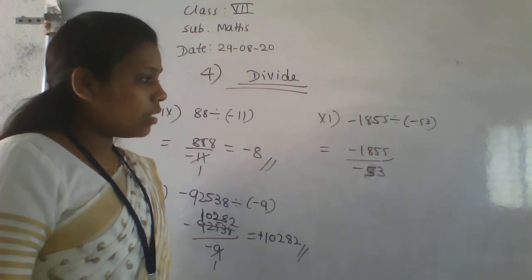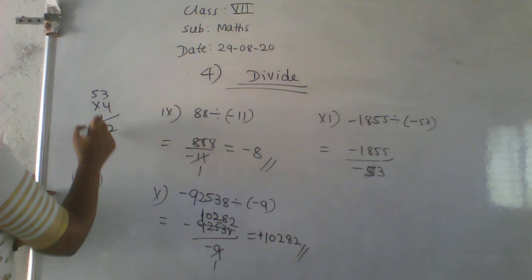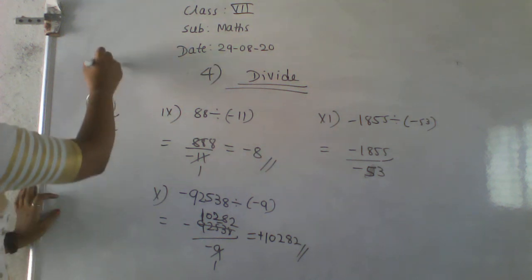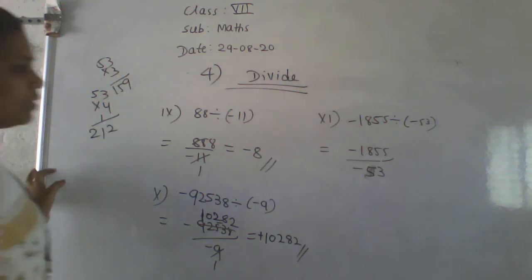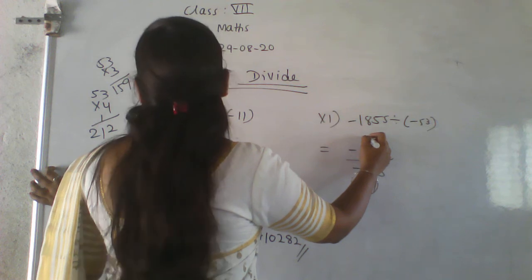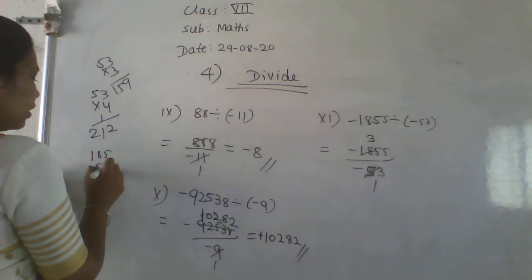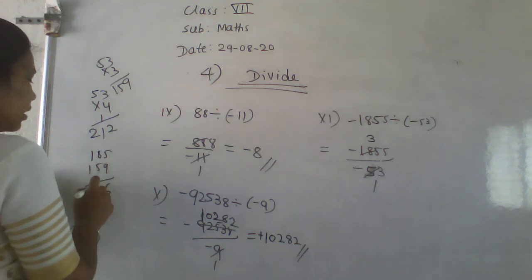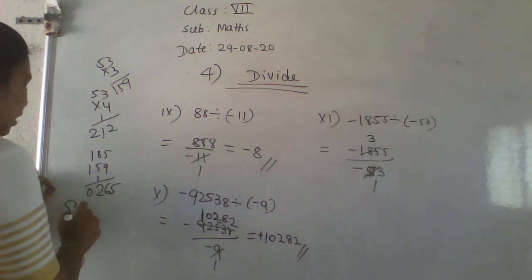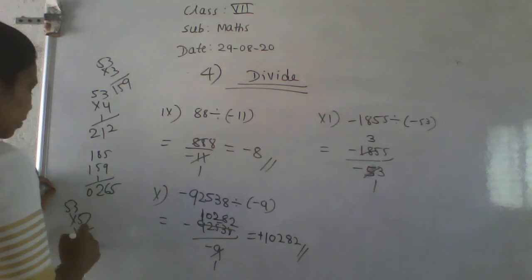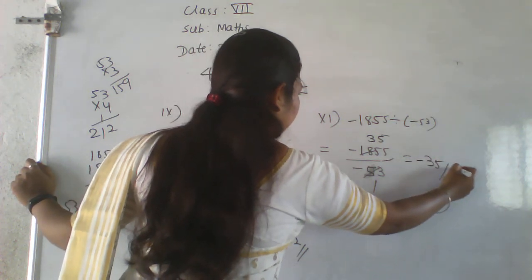53 3s are, 53 4s are, observe everyone. 53 4s are 212. So we can't. 53 3s are 3 5s are 15, 159 is there. Yeah, it's possible. 53 ones are 53, 53 3s are 159. So 185 minus 159 is 26 here. 8 minus 6 is 2. 0 and we are getting 265. That is 53 5s are 265. 5 5s are 25, 6. So it is 53 5s. So the answer will be minus 35.